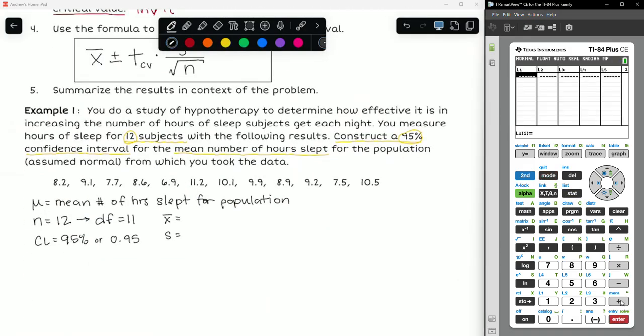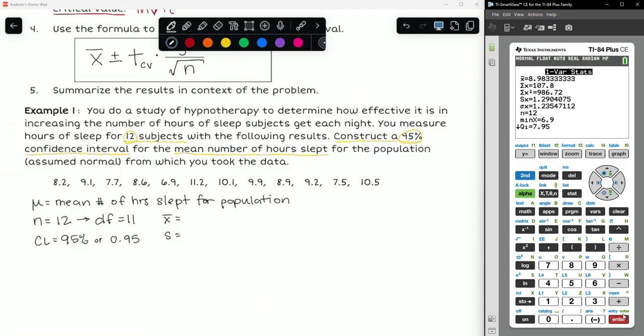So stat, enter, and we're going to put that data in a list. I know I did this correctly because if I go up to that last digit, I'm in the 12th spot. That's a good sign. And then to run 1-Var Stats, I press stat and calc. Data's in list 1, and we get a mean of 8.98 and a sample standard deviation of 1.29.